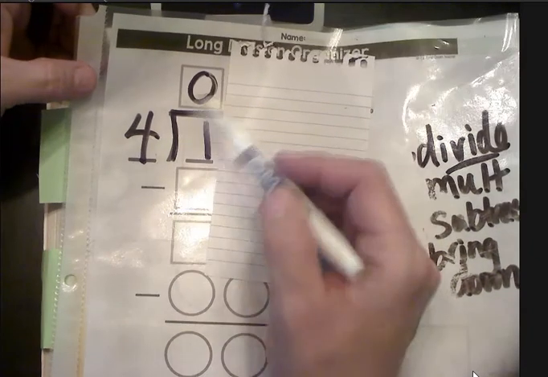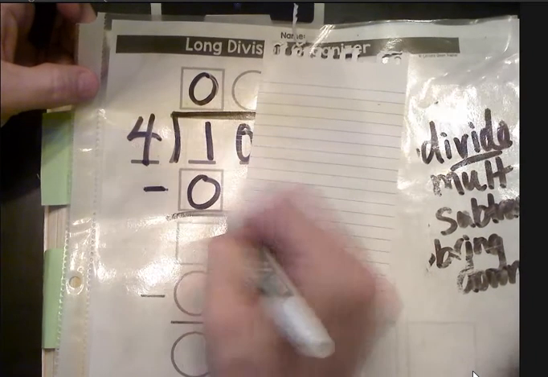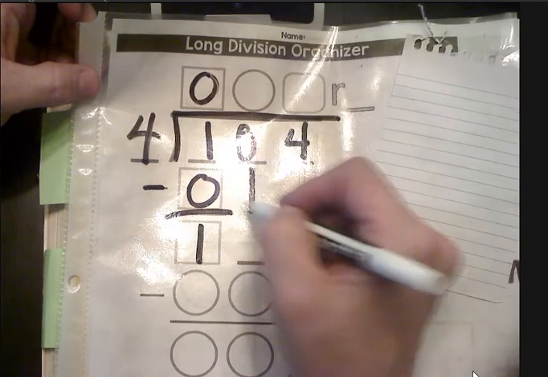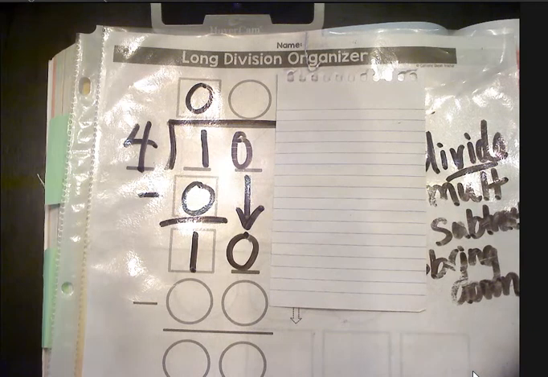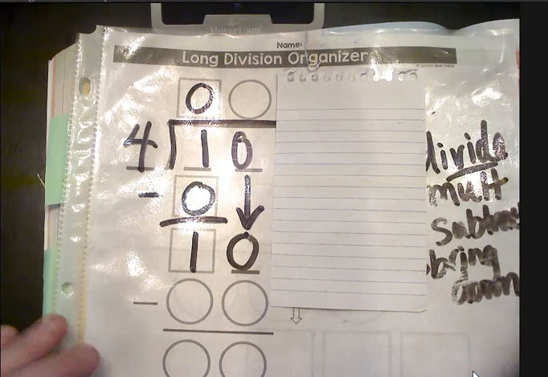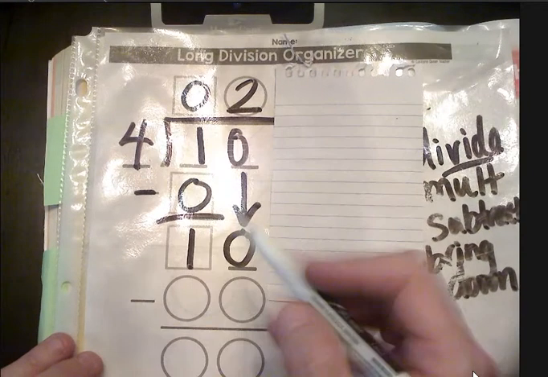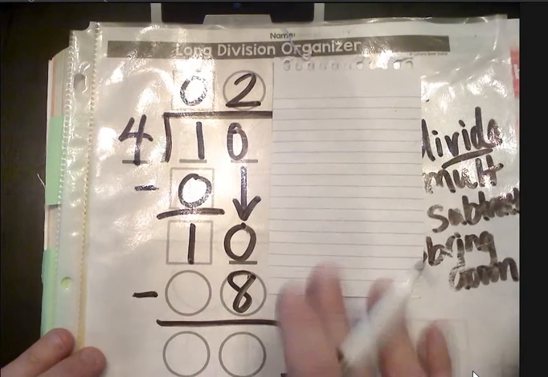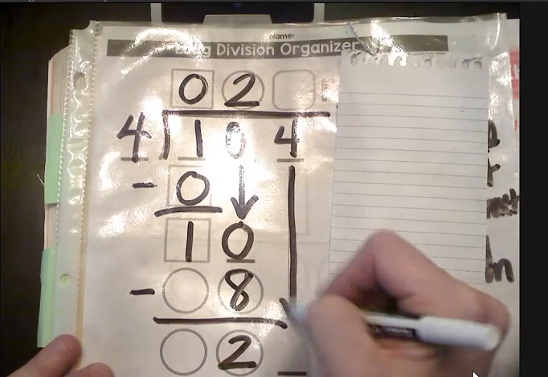0 times 4 is 0. Subtract. 1 minus 0 is 1. And bring down. Now we've got how many times does 4 go into 10? Well, that it fits in, and it's 2 times. 2 times 4 is 8. I subtract. 10 minus 8 is 2. I bring down the 4.